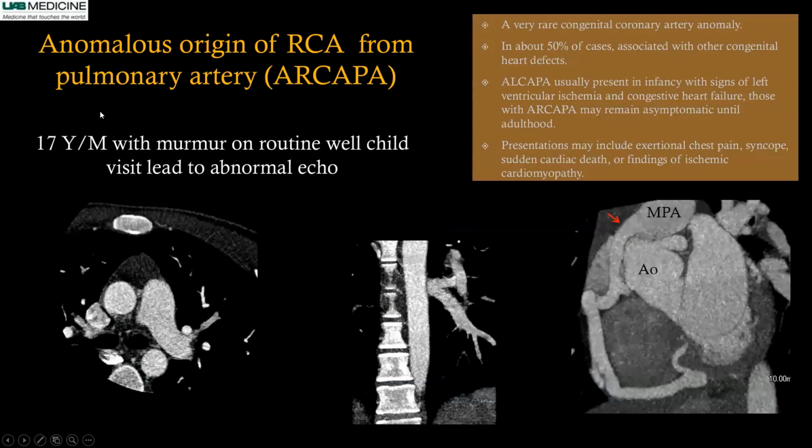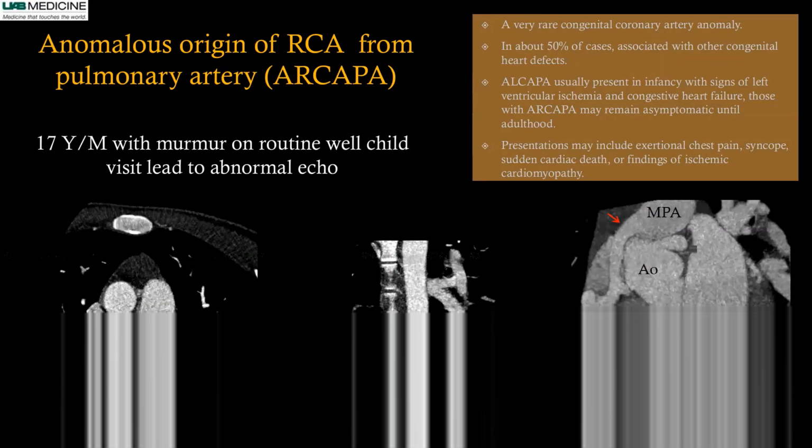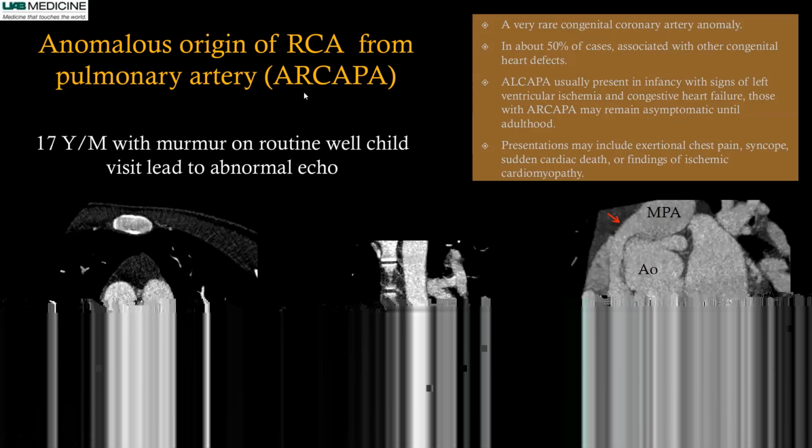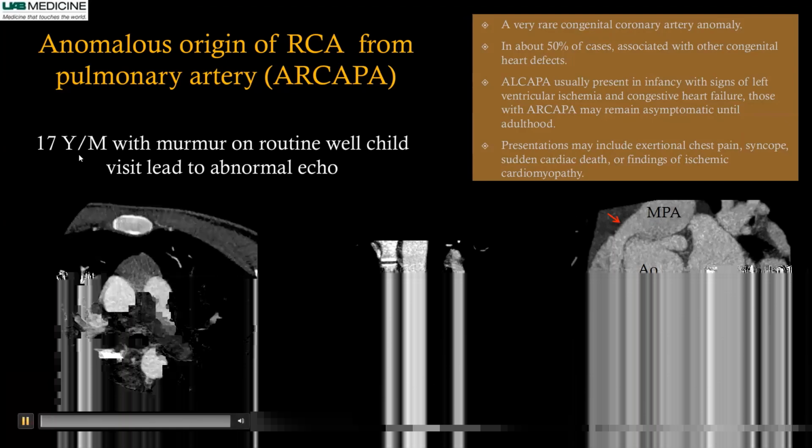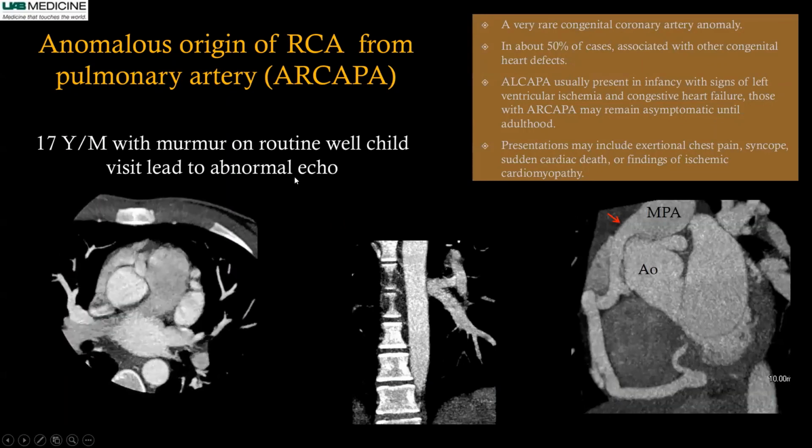Now, rarely you might find an anomalous coronary artery arising from the pulmonary artery, which is known as ARCAPA or ALCAPA. If it is right-sided, it is an anomalous right coronary artery from the pulmonary artery; ALCAPA if it is left-sided. This patient is a young patient. On examination, he had a murmur, and that led to a cardiology consult and an abnormal echo.